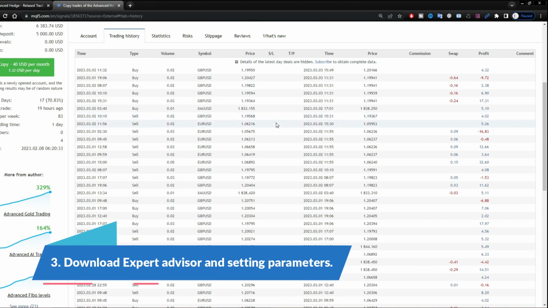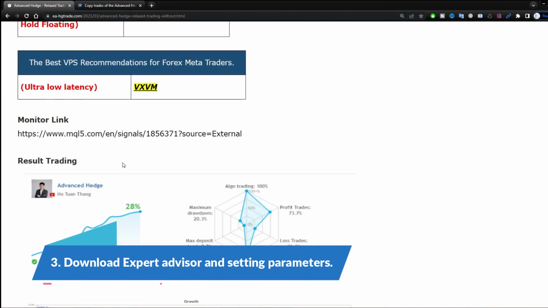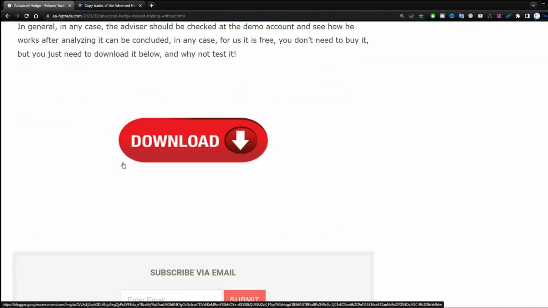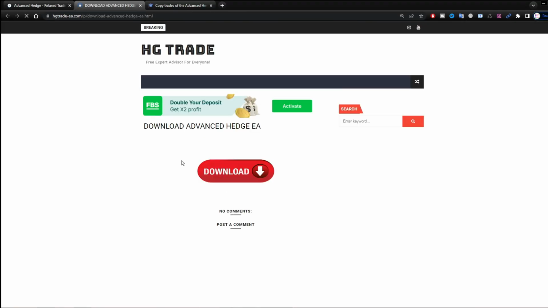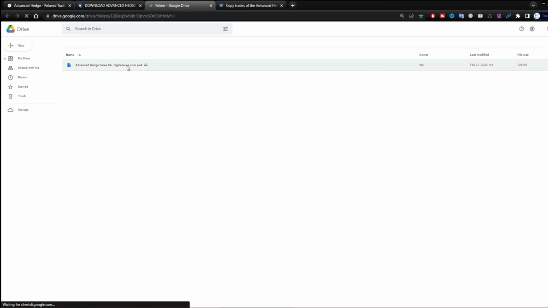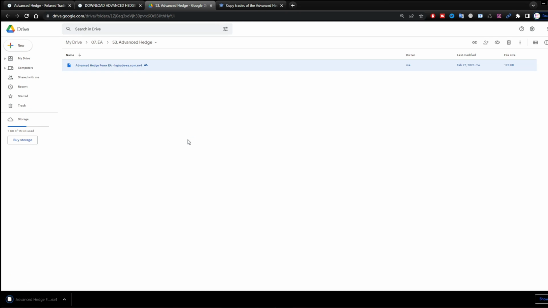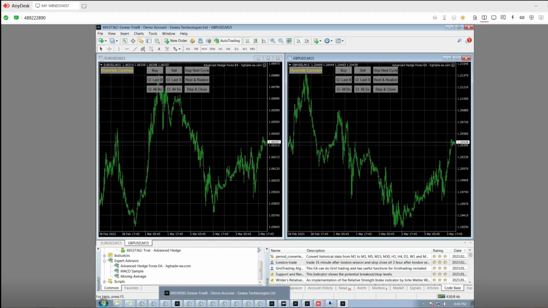3. Download Expert Advisor and setting parameters. If you are interested in trying the Advanced Hedge Expert Advisor, I have distributed it for free on the eatrade.com website. Press the download button and download the MT4 Forex file. Install in your MetaTrader terminal.